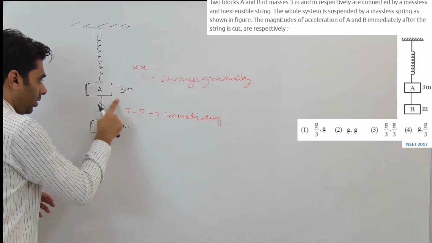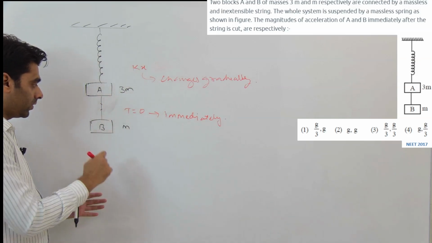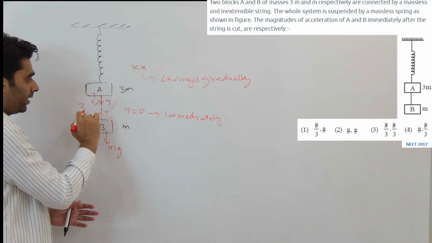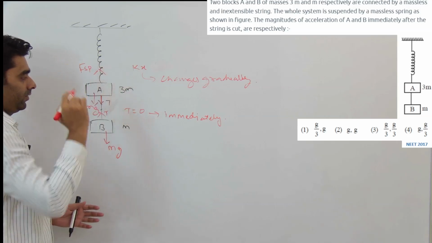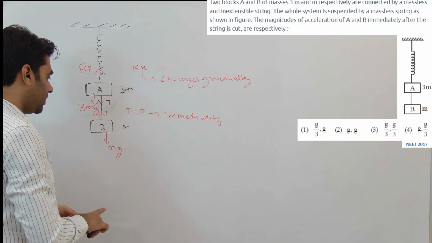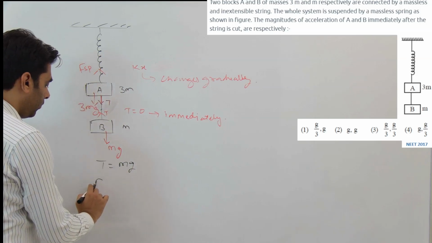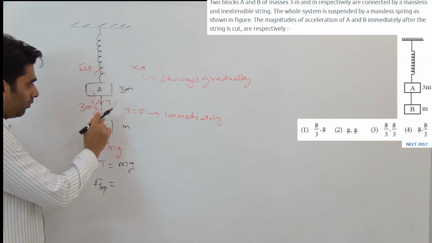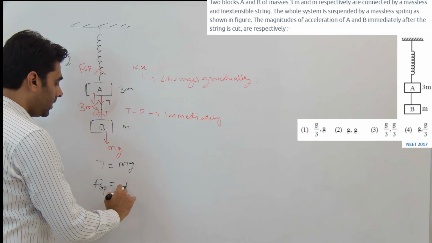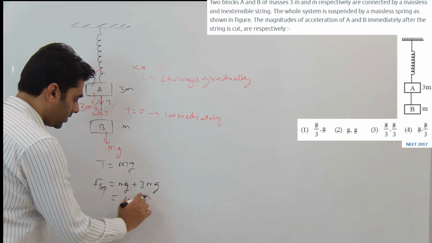So initially, when it was not cut, let's suppose the two blocks were hanging with the help of the string and spring. If we draw all the forces, mg will be downward, tension will be upward, on the upper block T will be downward, and 3mg will also be acting, and the force of spring will be in the upward direction. Now on block B, balancing the forces in equilibrium, tension is equal to mg. From block A we can write the force of spring is equal to T plus 3mg, since T is also downward and 3mg is also downward. With T equal to mg, the force of spring is 4mg.